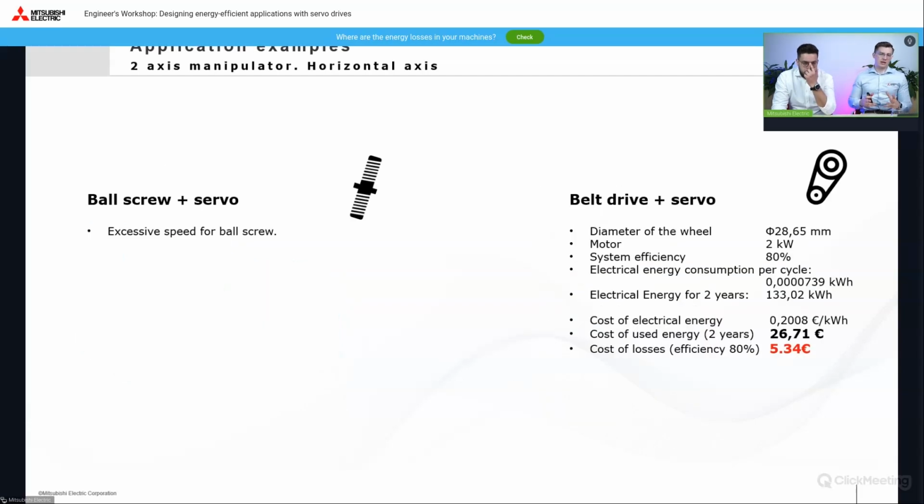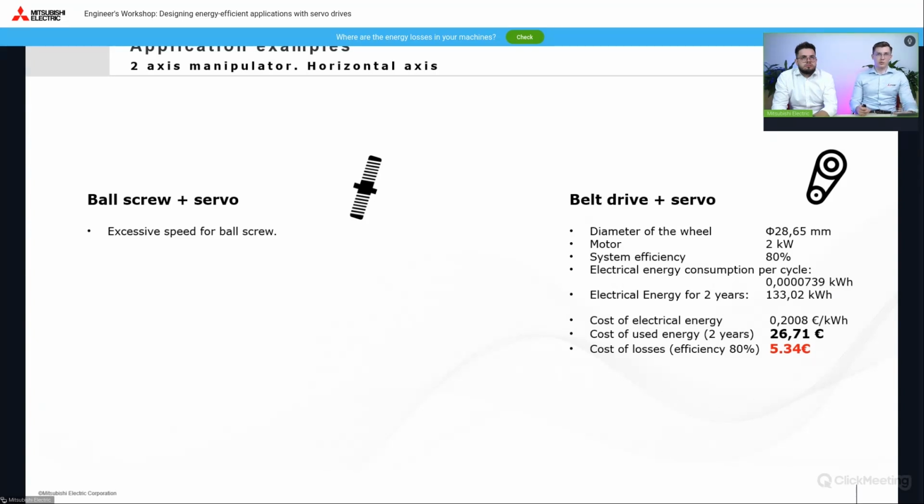And for this cycle, the servo and the screw combination is out of the question because we can't use it due to the speed of the ball screw. So the speed is excessive, and ball screws are this type of mechanics that have quite a big limitation on the speed. I don't know, 2.5 meters per second is in most cases too much for the ball screw. Then we have the belt drive and the servo, which we can use.